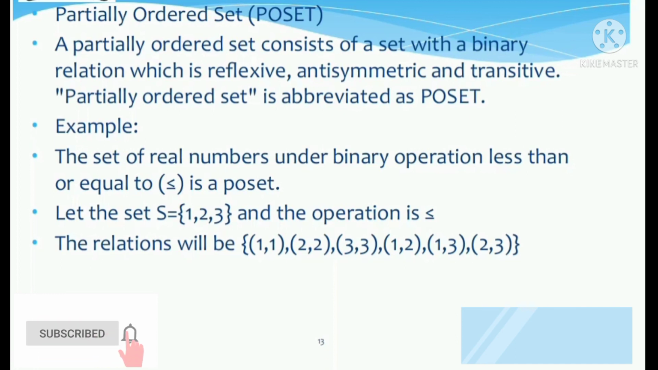Let the set S be equal to {1, 2, 3} and the operation is less than or equal. The relation will be (1,1), (2,2), (3,3), (1,2), (1,3), (2,3). This is the relation; we can see the example. So a Poset means the first condition is a set with a binary relation, which is reflexive, antisymmetric, transitive.